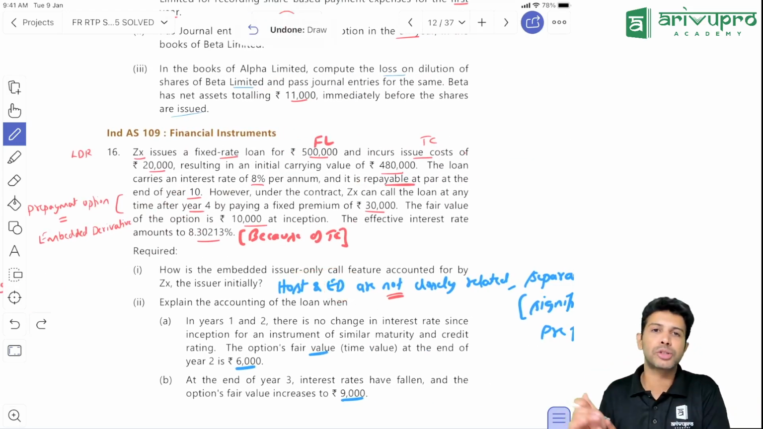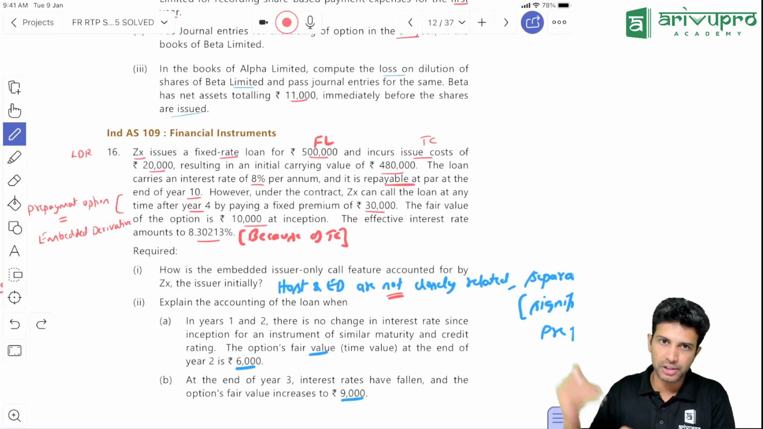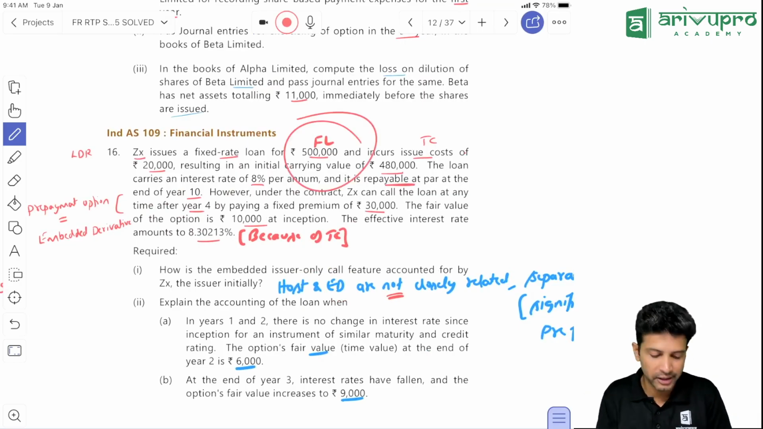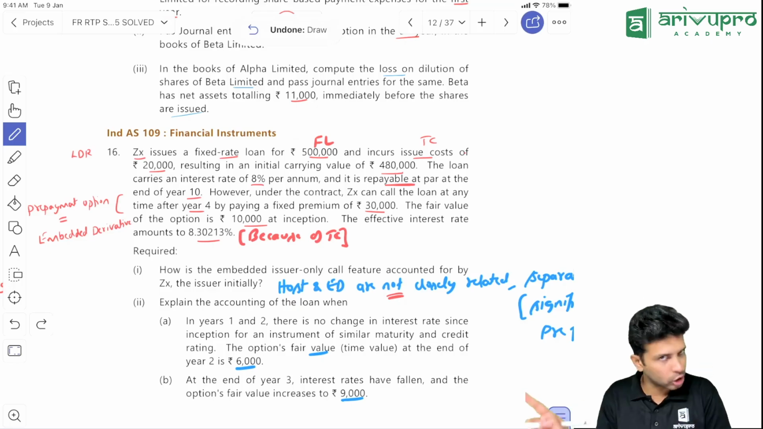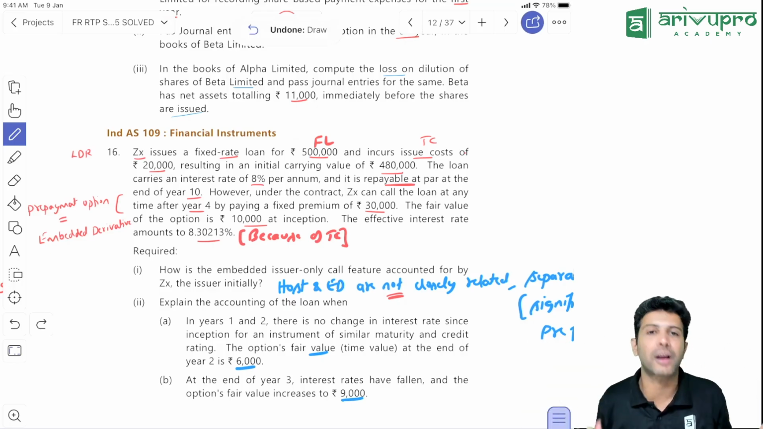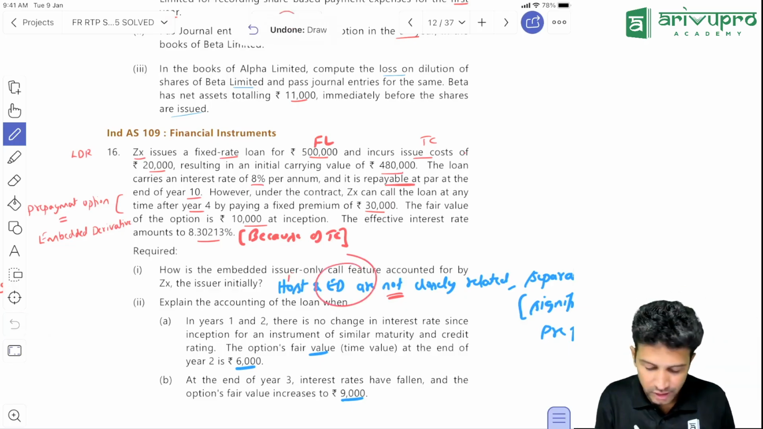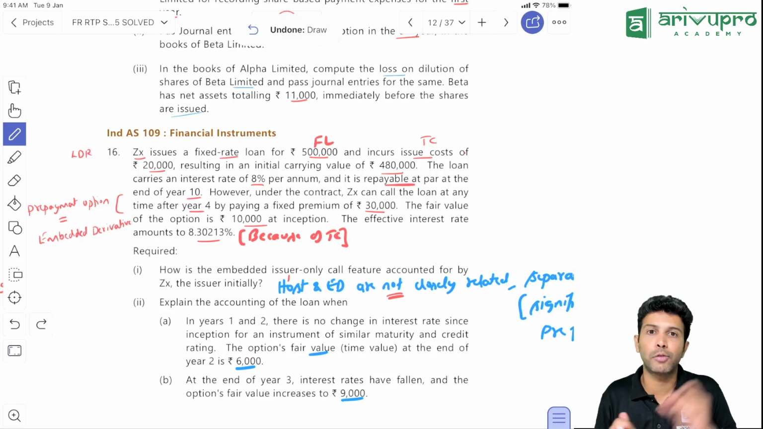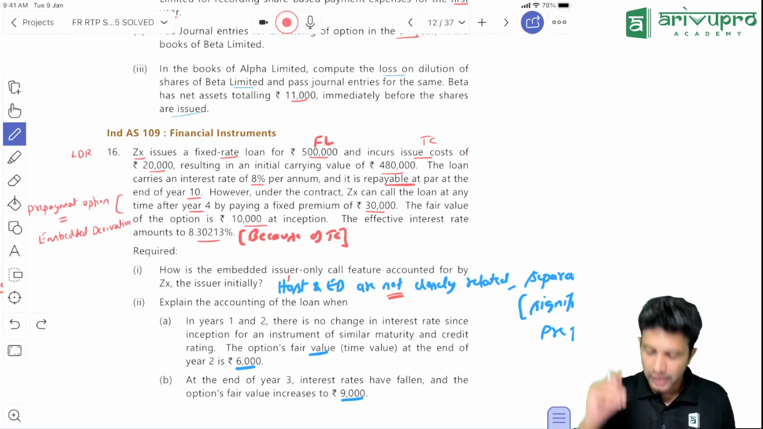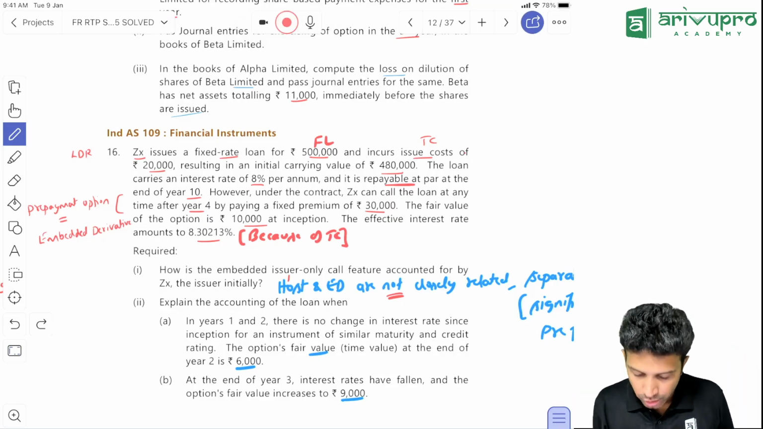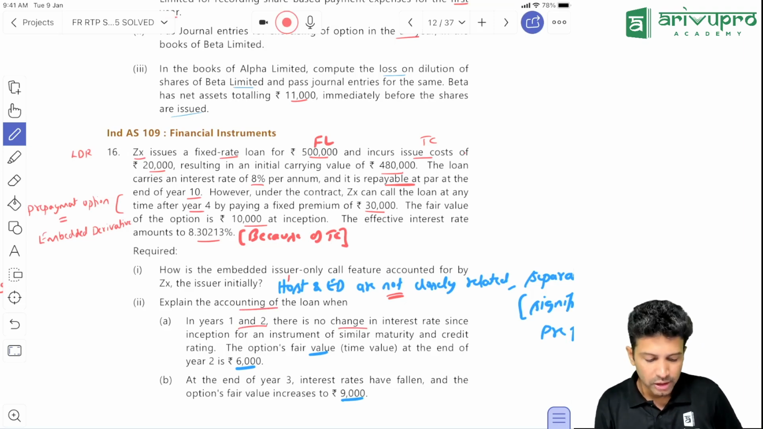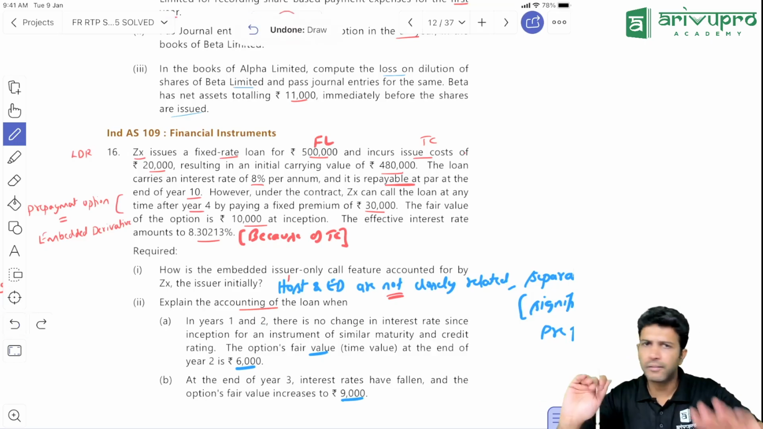And here the conclusion is, since they have not given anything, the ICAI assumption is that the host, that is the financial liability, and the embedded derivative are not closely related. So we'll have to do separate accounting. For the host, that is the financial liability, you'll do ACM accounting. For the embedded derivative, we follow FVTPL accounting. That's what they're asking. Okay, now, you need to give the accounting for year 1 and year 2. There is no change. So first we will do inception accounting and then we will talk about year 1 and year 2.